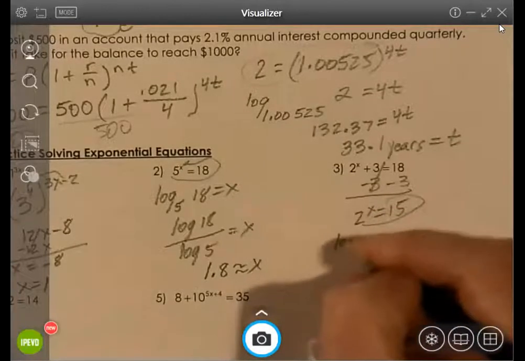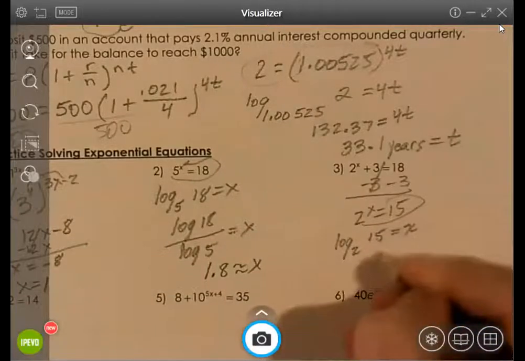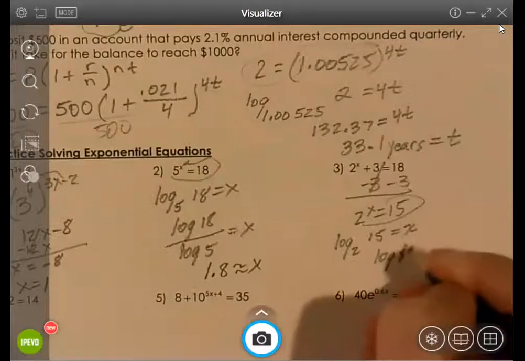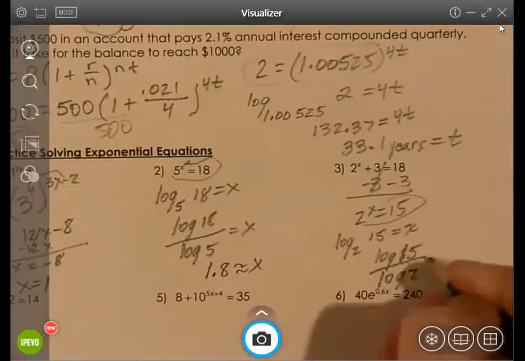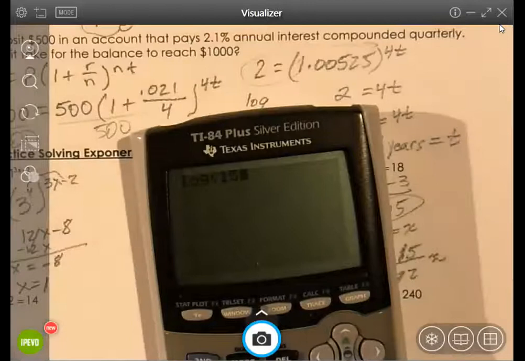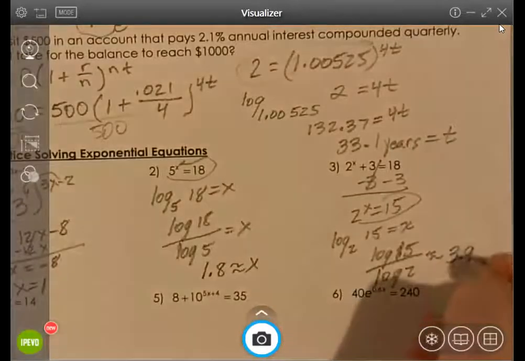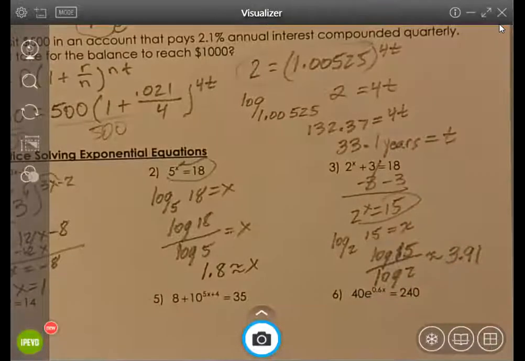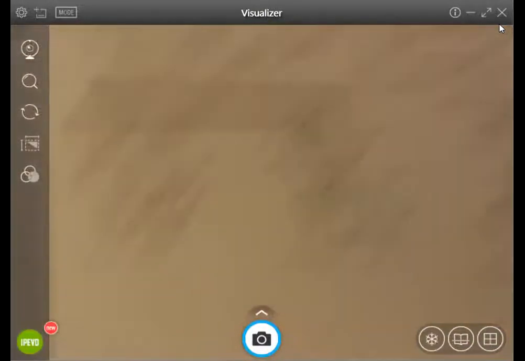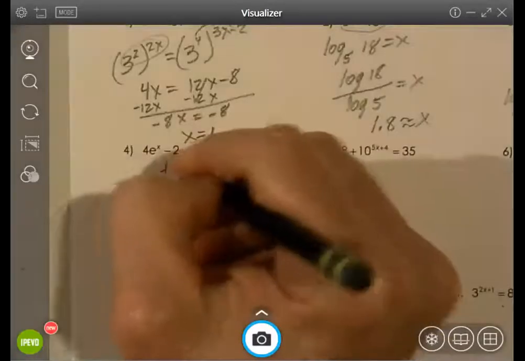So here we have log base 2 of 15 that equals x. Log of 15 over log of 2. And we get 3.91. So we'll add 2.